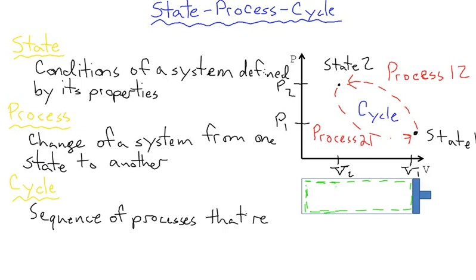So just to recap, state is the condition of the system. It's where it is instantaneously at one point. That's what the properties exhibited at that one instantaneous time, one instantaneous moment. A process is how we get from one state to another. And a cycle is a sequence of processes that comes back to that initial state that we started at.